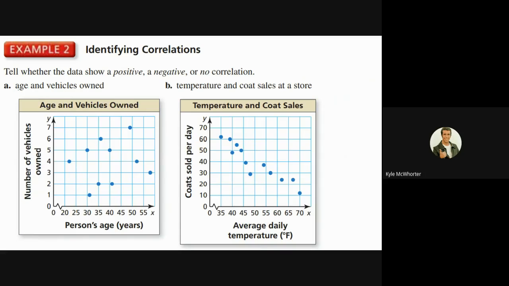And then let's think about this. Should there be a direct correlation between a person's age and the number of vehicles they own? Now, there might be a little bit, right? Notice how they don't have 0 to 20. They don't really count you guys. And then super young people probably aren't going to have a ton of cars. But the older you get, the more chance you have of owning more cars, but that doesn't necessarily mean you're going to own more cars. You don't just own more cars because you get older, right? Does that make sense? So that's why these two don't actually have a correlation.